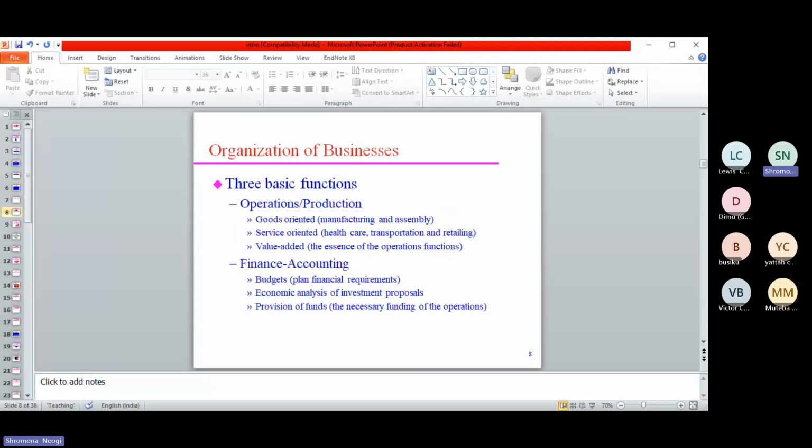Now, coming to organization of a business. If I want to break the organization of a business, I can break it into three parts. In the first or second slide we saw, we are breaking it into operations, finance, and marketing. If I start with the first part, operations or production, it is mostly goods oriented for manufacturing industry or assembling. It is service oriented for healthcare, transportation, or service based industry. And it is not just goods and services, it is also a value adding phenomenon for the entire essence of operation functions, right?